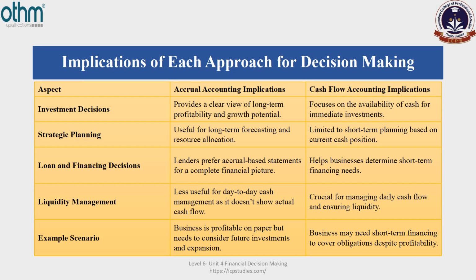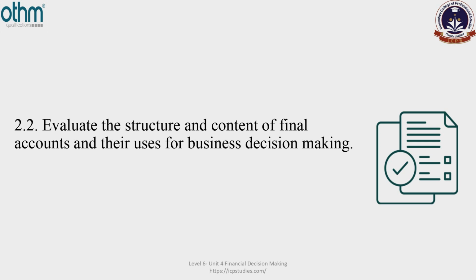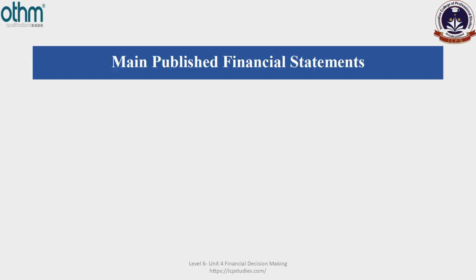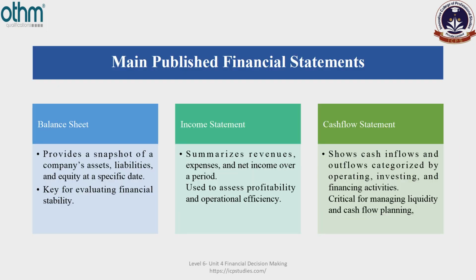It's very simple. You can just read it and you can get the idea because I have already explained the concept of accrual and cash flow accounting in the previous step. Now we have the second assessment criterion, which evaluates the structure and content of final accounts and their uses for decision making. So we have some published financial statements.